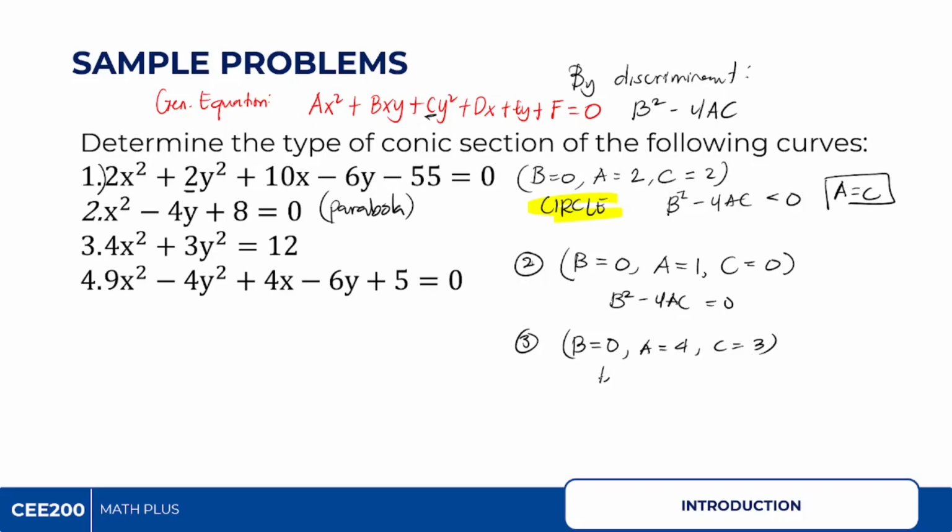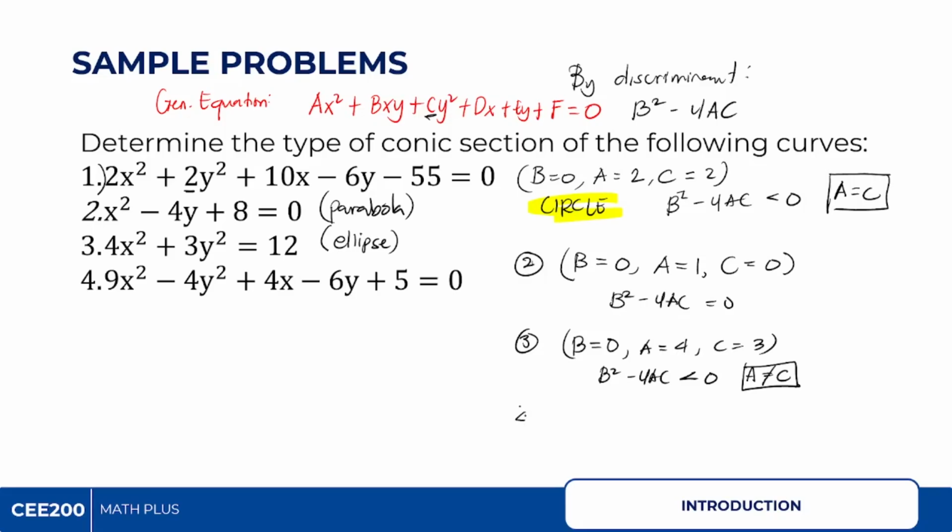Okay, so that is B squared minus 4AC. Ano yung discriminant? Negative, no? Tama? So that is lesser than 0. Now, negative, dalawa yan. Either A is equal to C or not. Now, as you can see, yung A at saka C is not equal. So therefore, this one is what? Ellipse. This one is an ellipse.